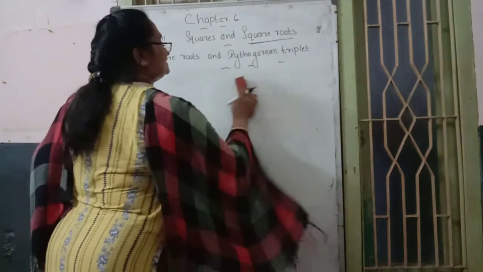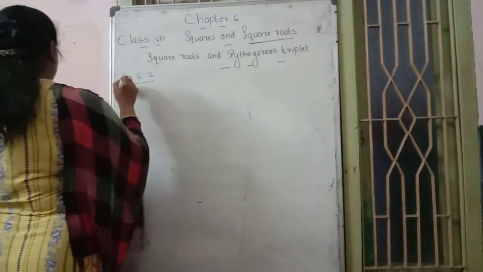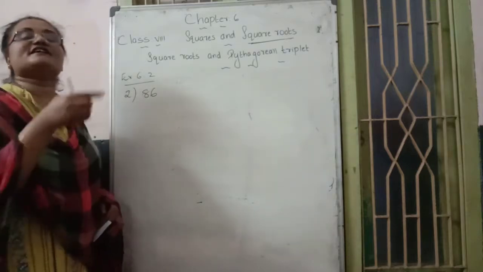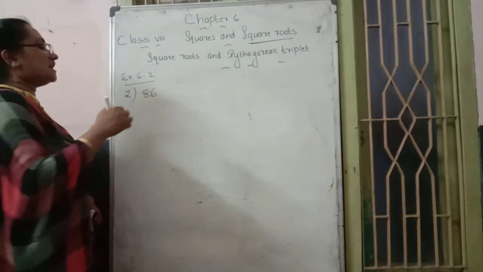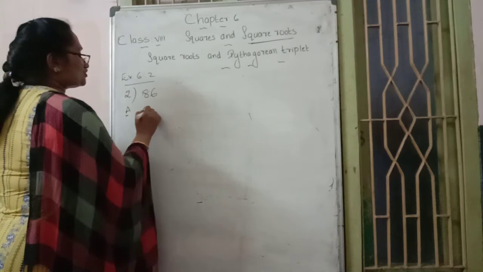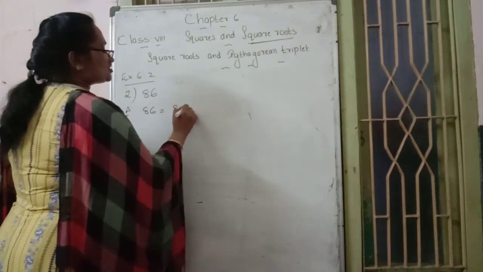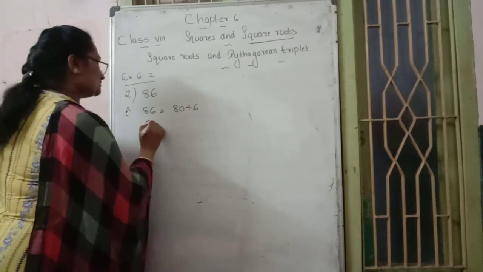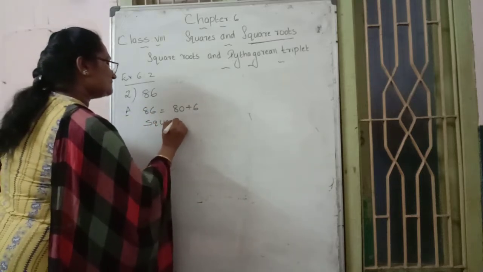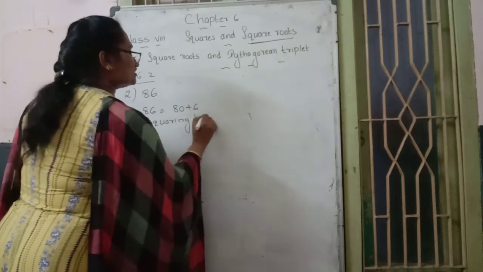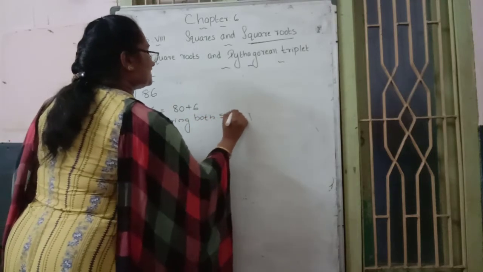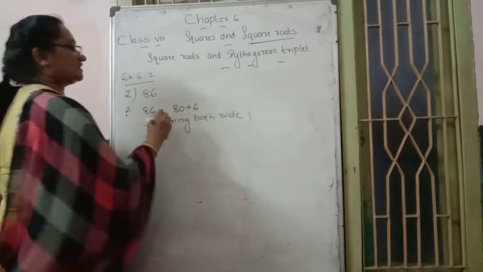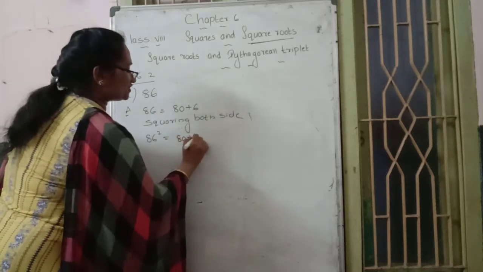Second question is given here: 86. Here also, find the square of 86. How can we write it? How to split 86? 80 is added with 6, we get 86. Next procedure, squaring both sides. Squaring time, the left side part is 86 square equals (80 plus 6), 2 terms are there.